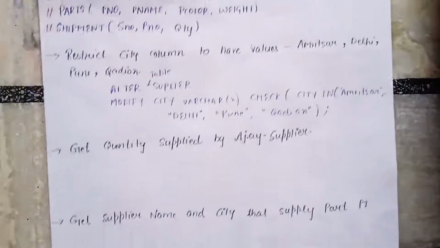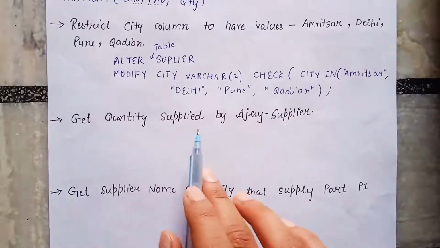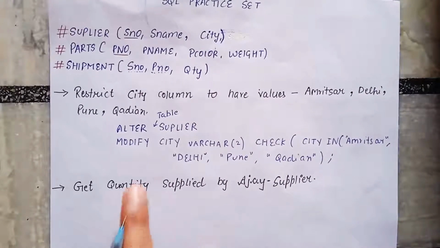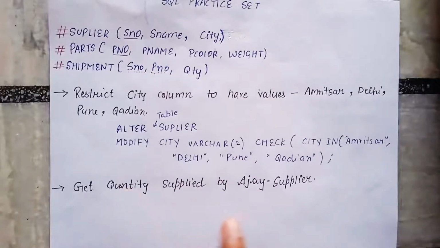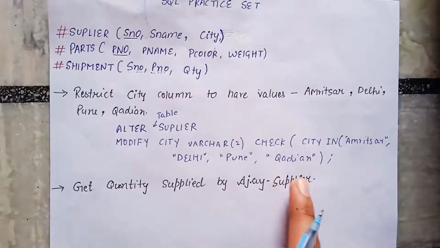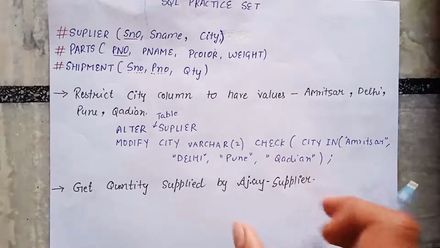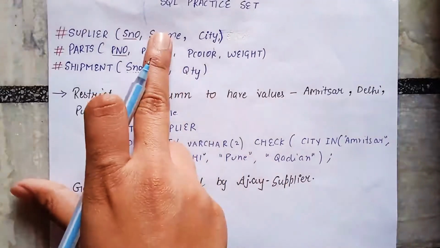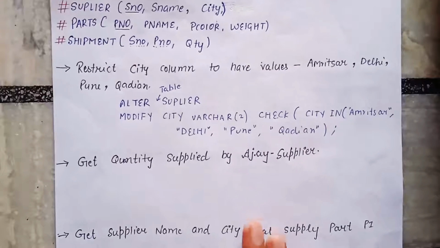Now let's see our next query. It says: get the quantity supplied by supplier Ajay. Firstly, we want the quantity, which we can get from the shipment table, on the condition of the supplier whose name is Ajay. So we will use the concept of subqueries. From the inner query we will get the supplier ID of the supplier from the supplier table whose name is Ajay. So firstly we will write an inner query.